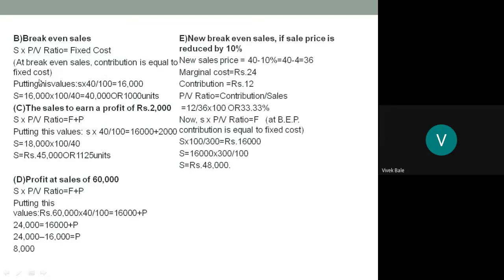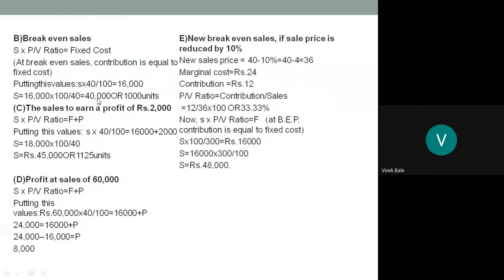Therefore, I am putting all these values into the formula. Sales is not known, we are supposed to calculate it, therefore sales into PV ratio. Just now we have calculated the PV ratio, that is 40%, that is 40 divided by 100. Here the fixed cost is 16,000 because it is already given in the question. Therefore, sales is equal to 16,000 multiplied by 100 divided by 40. And therefore, you will get the sales, that is 40,000, or you can say 1,000 units.